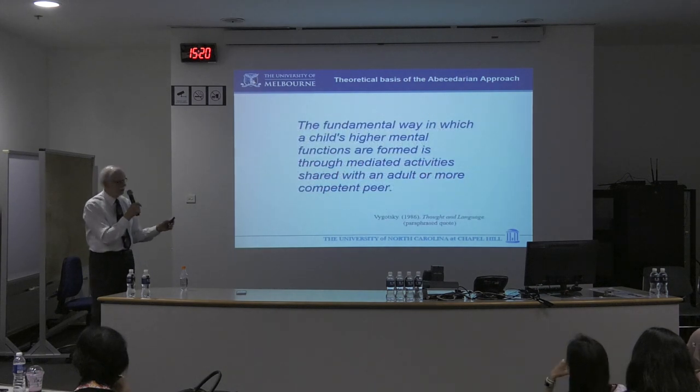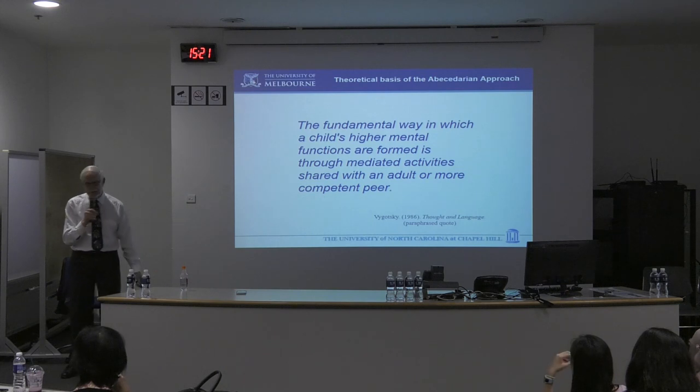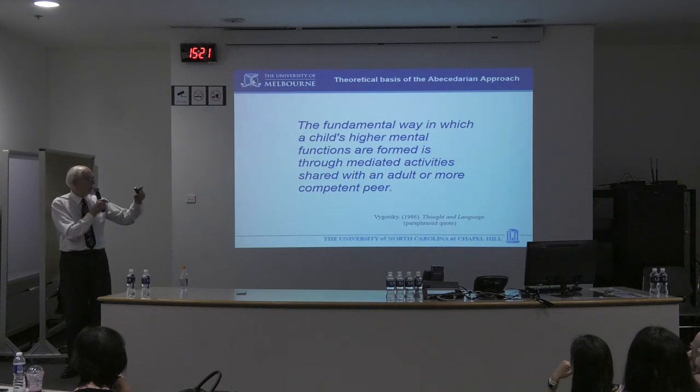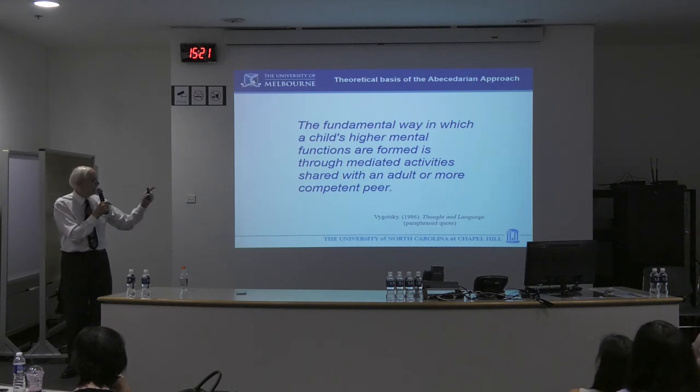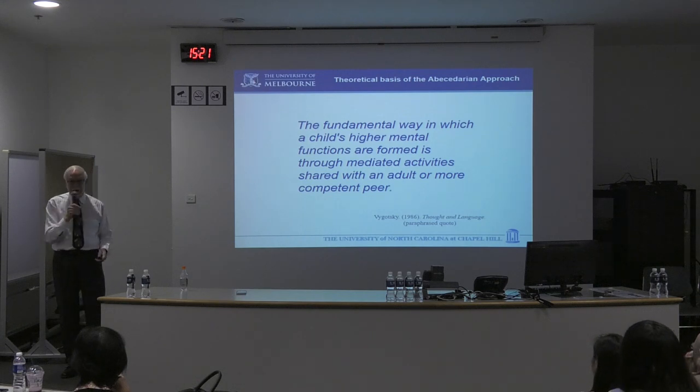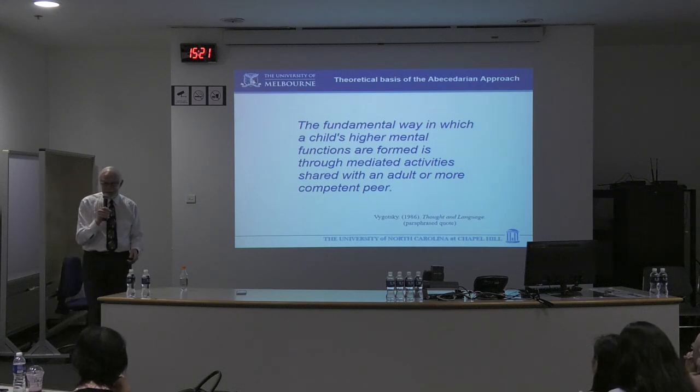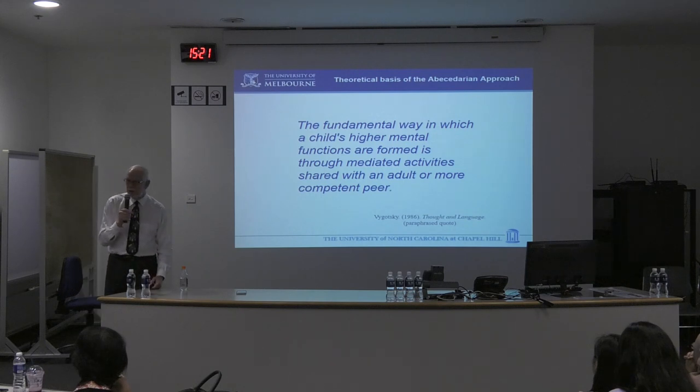Okay, and this, by the way, is my paraphrase of one of the statements from Vygotsky: the way in which the child's higher mental functions are formed is through mediated activity shared with an adult or a more competent peer. That basically means that children get smarter when they interact with somebody who's smarter than they are. It's great for children to learn from free play. They learn a lot from peers, but they learn more rapidly and more complex things when they interact with an adult or with an older peer.